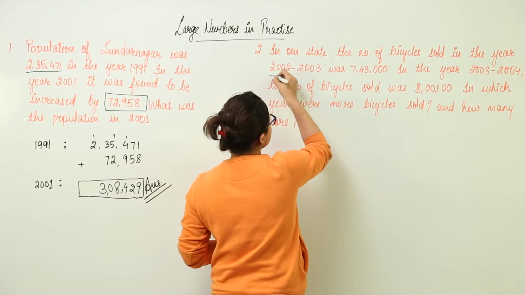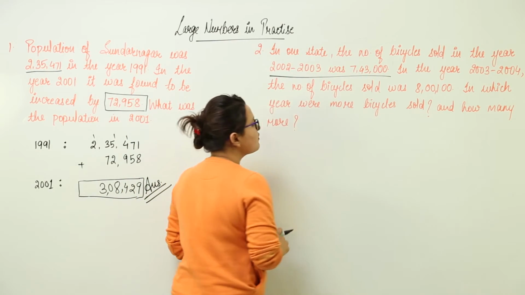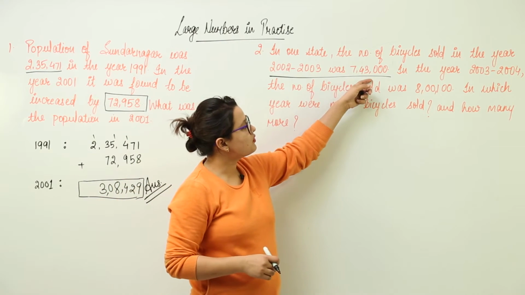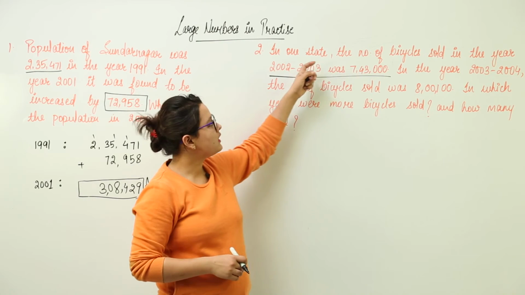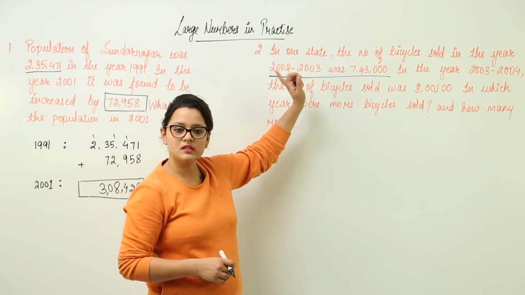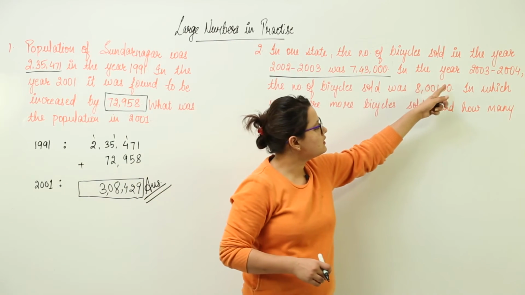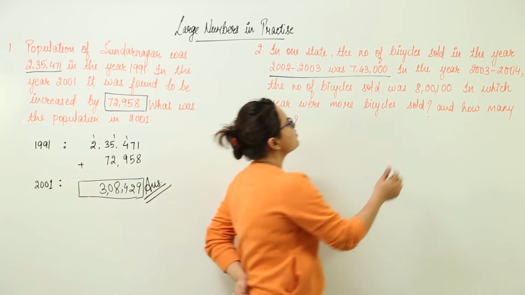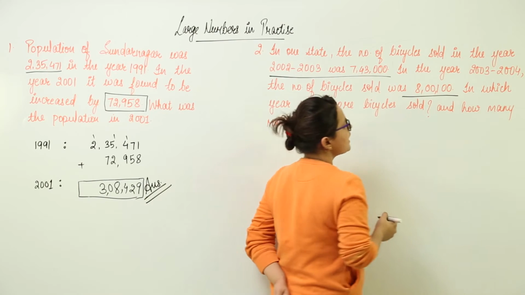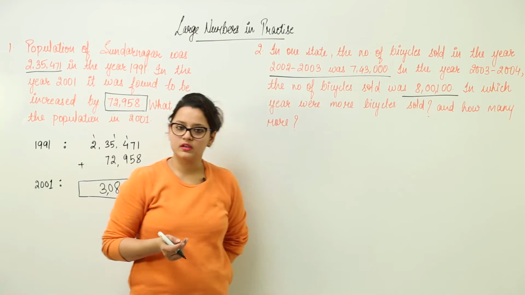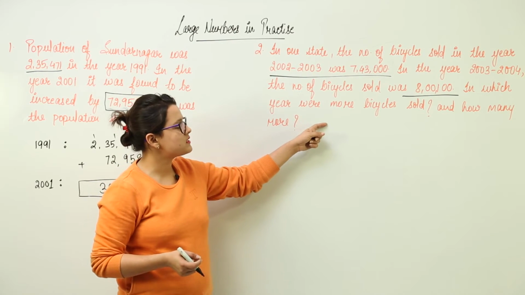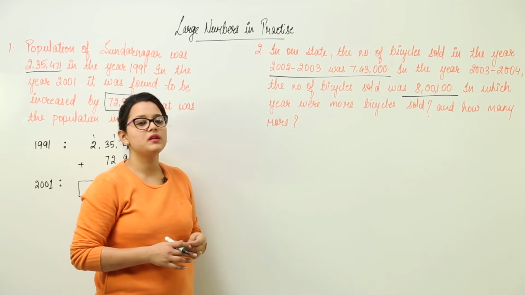Moving to the next question, we have in one state the number of bicycles sold in the year 2002 to 2003 was 7,43,000, right? So this is the number of bicycles sold in the year in a state. But in the year 2003 to 2004, the number of bicycles sold were 8 lakh and 100. So now we have to find out in which year were more bicycles sold and how many more.